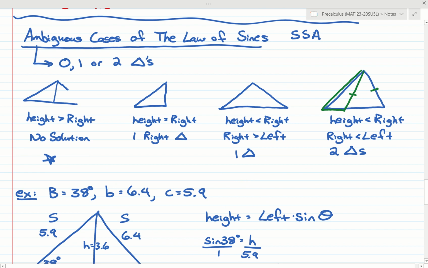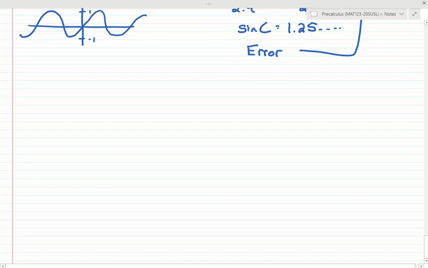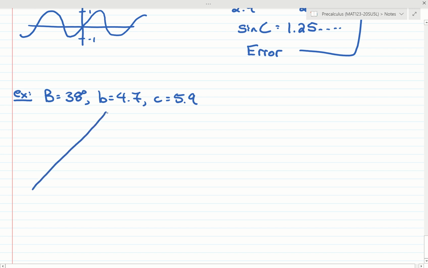Let's take a look at one with two triangles. Let me show you what that looks like. What if we had angle B was 38 degrees, side B was 4.7, and side C was 5.9. We'll put our angle in our bottom left corner, and we'll label everything else like I asked you to label.